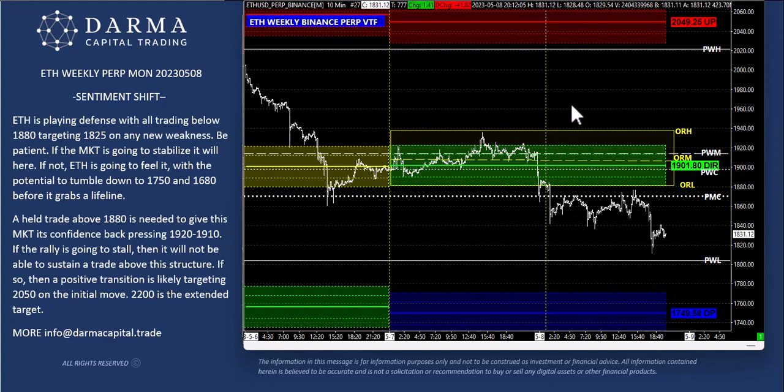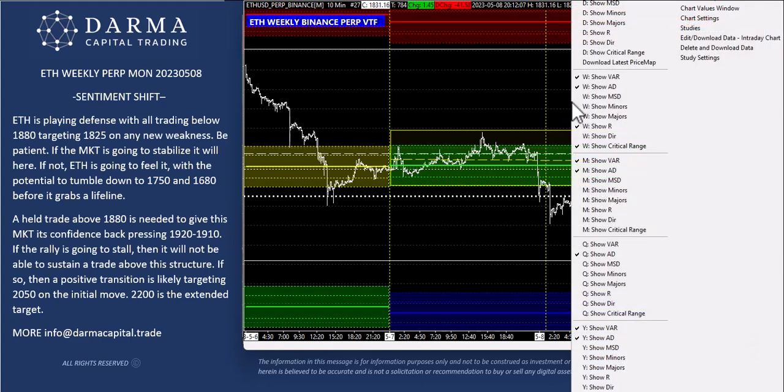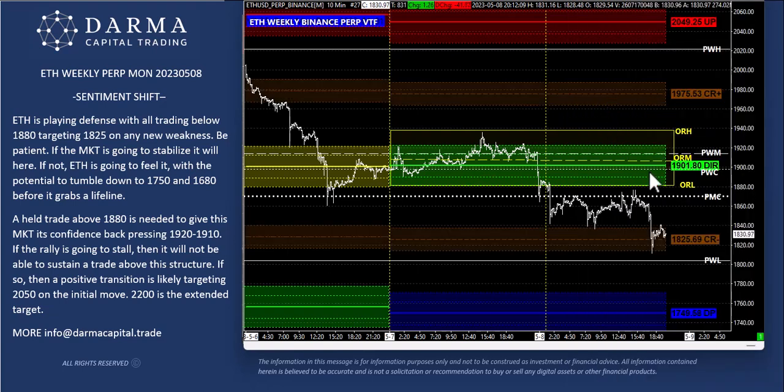Other price map levels that we like to look at to give us more insight are the interior critical range levels. These price points will give us a validation of a breakout. If the market is going to start to trend away and make a move, it'll validate through these interior critical range levels, CR minus and CR plus.